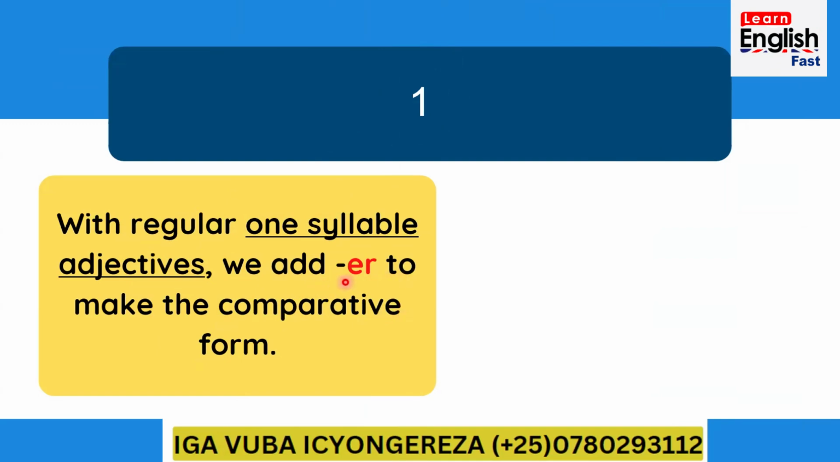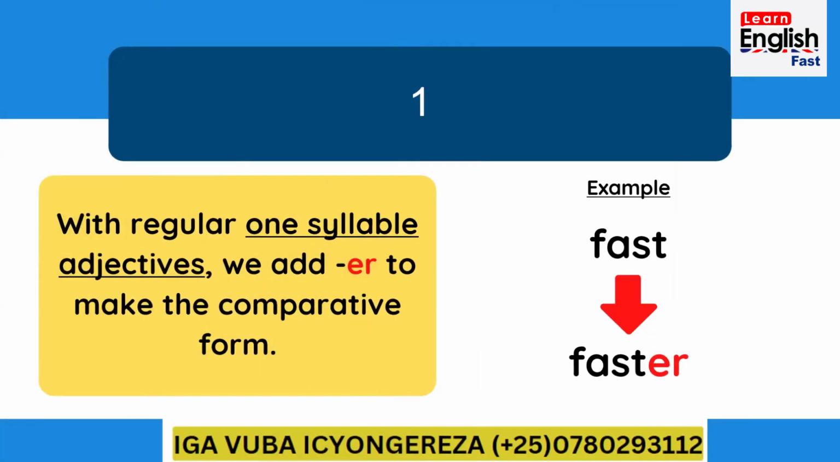In comparative, we are comparing two things. Tuba tugereranya ibintu bibiri. I'm reminding you, ndi kukwibutsa. Okay, example here, fast, that's gonna be faster. Fast, faster. Okay, we are adding er, turi kongeraho er muri comparative mu gihe turi kugereranya ibintu bibiri. Turi buze kureba n'ingero kugira ngo urusheho kubisobanukirwa nko mu nteruro.